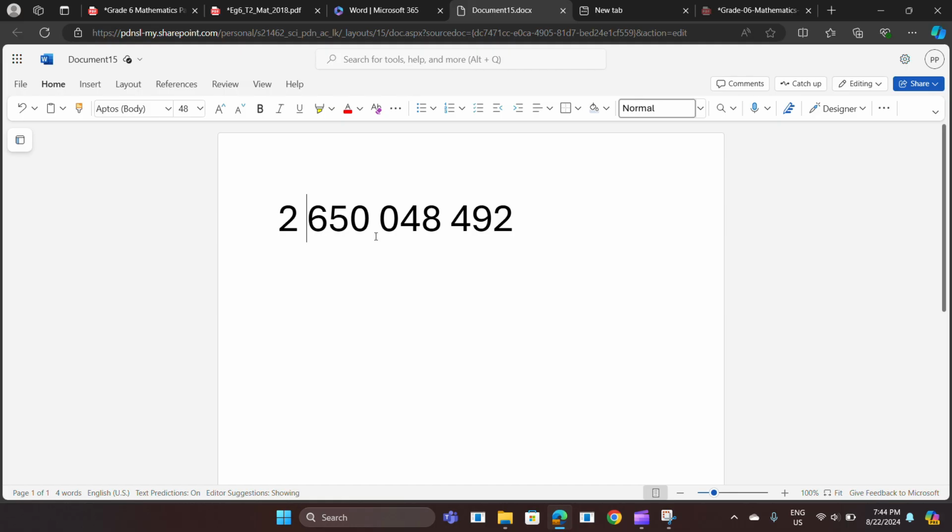It is okay to have the leftmost part with one digit, two digits, or three digits. It's okay, but the rest should all be in this form: three digits, three digits, three digits. This is only one example.